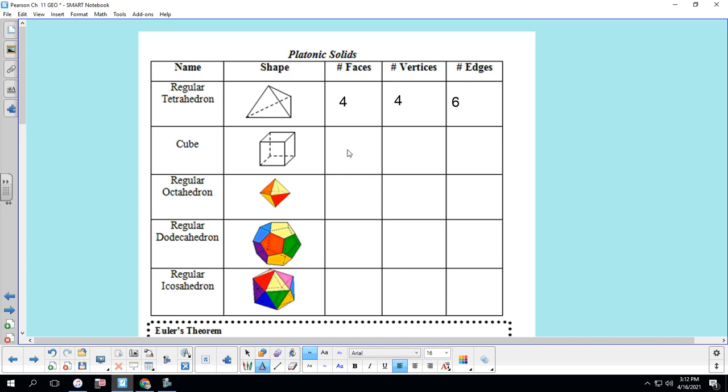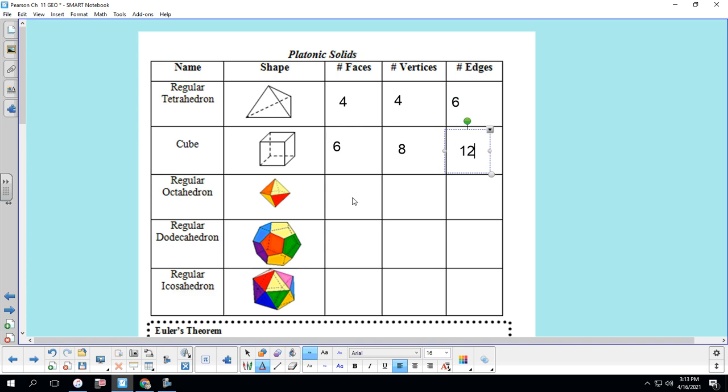A cube, I know this one because I know on a dice, so anytime we do cube-related things, I think about rolling a dice. Dice are numbered 1 through 6, so it must have 6 faces. If you count up the corners, 1, 2, 3, 4, 5, 6, 7, 8, it has 8 vertices. And then the edges, we count up all of our edges, 1, 2, 3, 4 on the front, 1, 2, 3, 4 on the back, that's 8, 9, 10, 11, 12 edges.